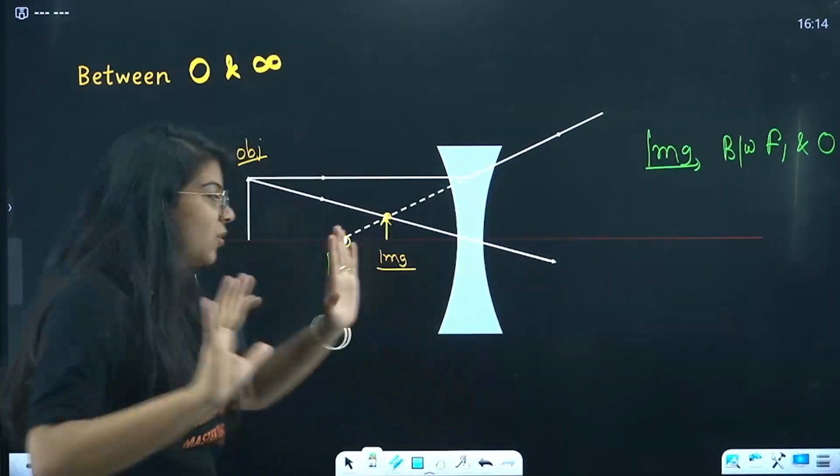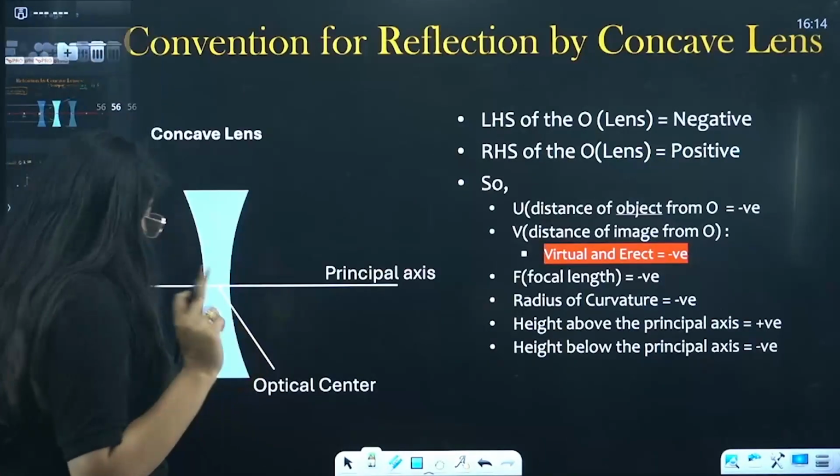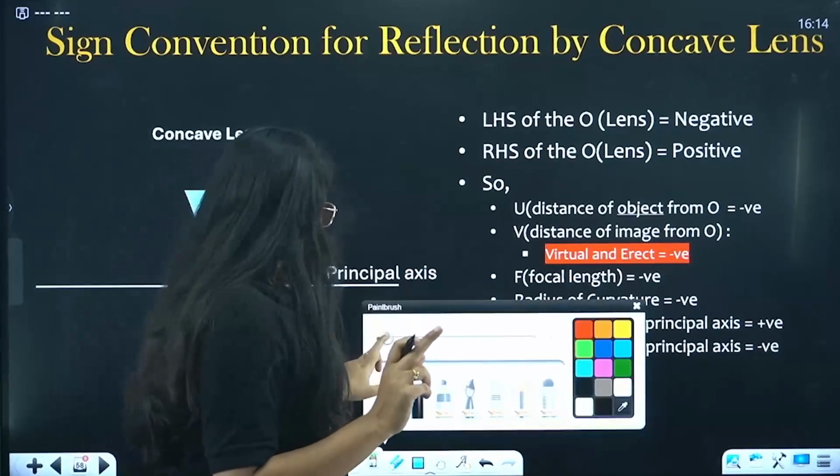This was your whole refraction. Now let's quickly revise those. The sign conventions you have to remember, okay?